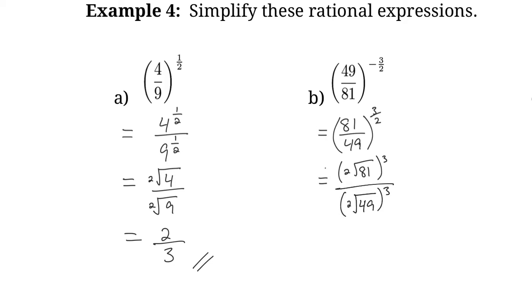So we know the square root of 81 is equal to 9, and that's 9 to the power of 3. Don't forget about that power of 3. And we know that the square root of 49 is equal to 7. And we got to put that power of 3 at the end. And if we evaluate this, 9 to the power of 3 is just equal to 729 over 7 to the power of 3, which is 343.